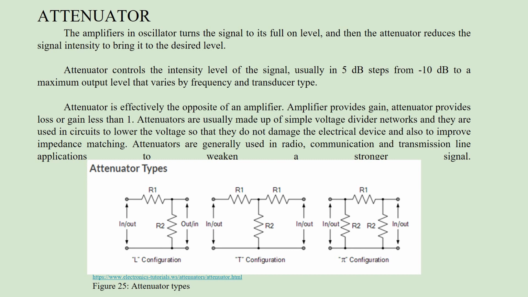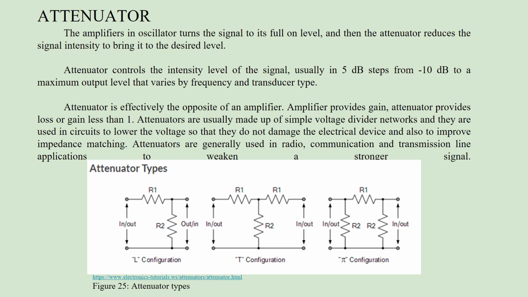Now, after we generate a sound, we come to the second part, which is the attenuator. The amplifiers in the oscillator turn the signal to its full-on level, and then the attenuator reduces the signal intensity to bring it back to the desired level. The attenuator controls the intensity level of the signal, usually in 5 dB steps, from -10 dB to a maximum output level that varies by frequency and transducer type.